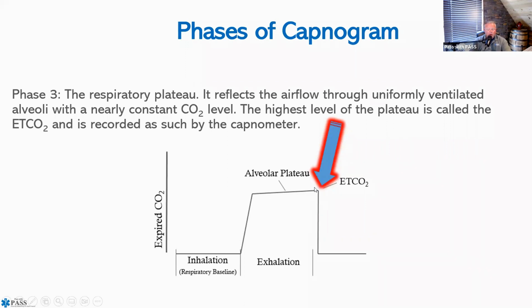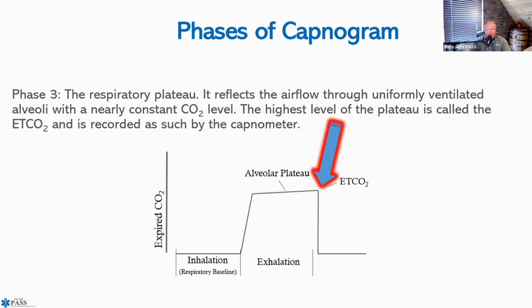Then this number here, the very far right side of the screen where I'm circling with the cursor, is where you're going to get that digital readout of your number, 35 to 45 or whatever that number may be. That is the most concentrated area of the alveoli and the exhaled CO2. And that is why we get that number there. You can see that it shows EtCO2 because that is in fact where that number comes from. So the respiratory plateau reflects the airflow through those uniformly ventilated alveoli that have a nearly constant CO2 level.